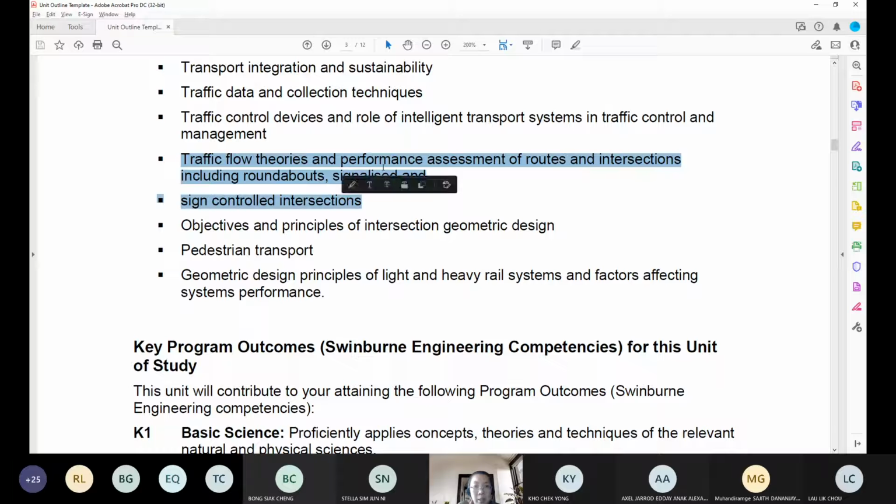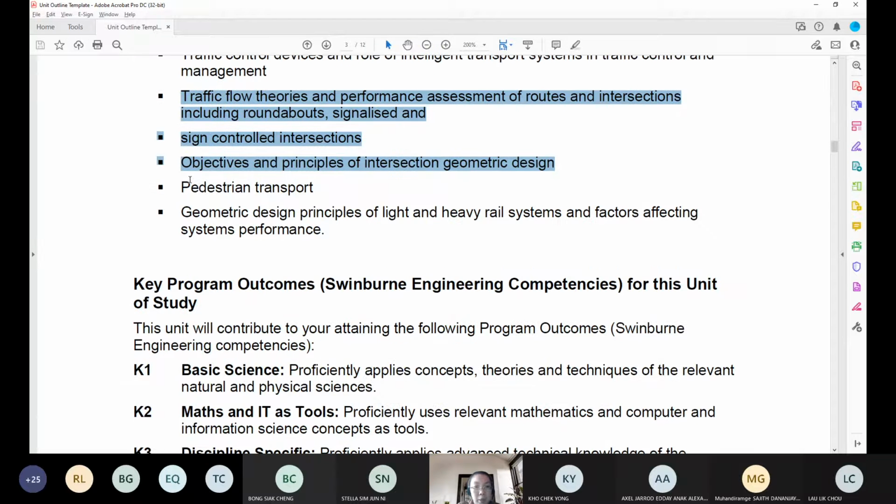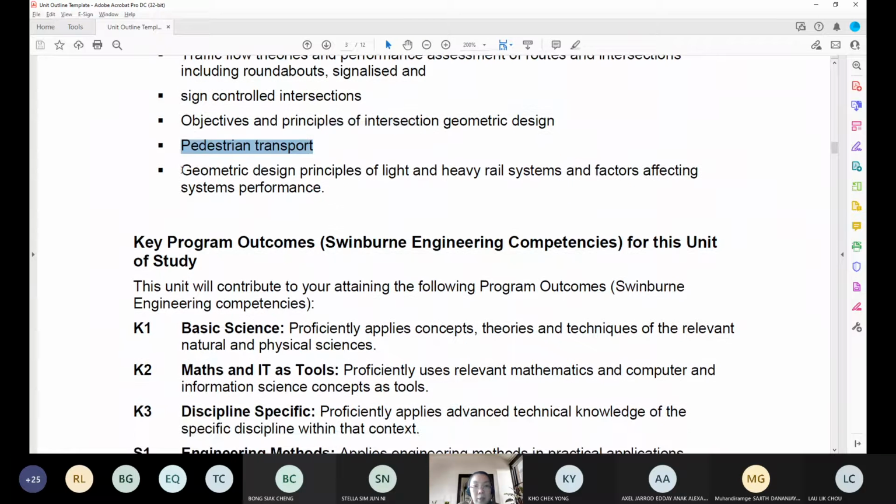All right, and then for this one, traffic flow theories and performance assessment of routes and intersections, including roundabout, signalized, and sign control. Okay, so these 2 points would be on intersection analysis and design. Okay, so there are 2 parts, analysis and design. All right, then we will look into pedestrian transport, a short topic on that, and we'll spend a couple of weeks as well on rail system. All right, so basically that's the skeleton.